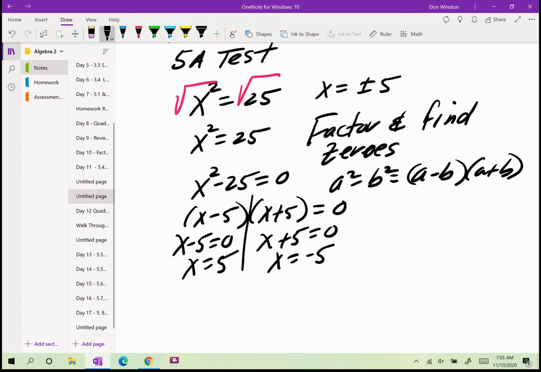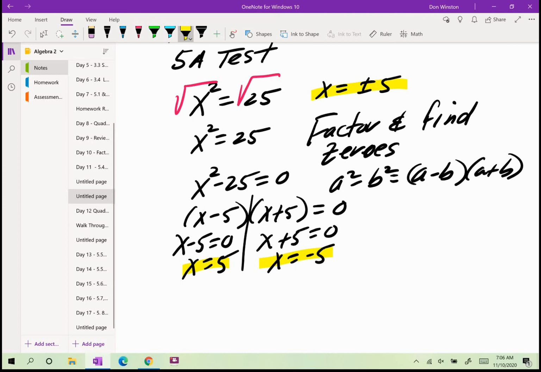So again, I get the same answer as I did if I just outright solve it: x is equal to plus or minus 5, x is equal to 5, x is equal to negative 5. But I went about it differently. I factored to find the zeros. Make sure you actually factor to find the zeros as opposed to solving it outright, otherwise you'll lose a couple points.